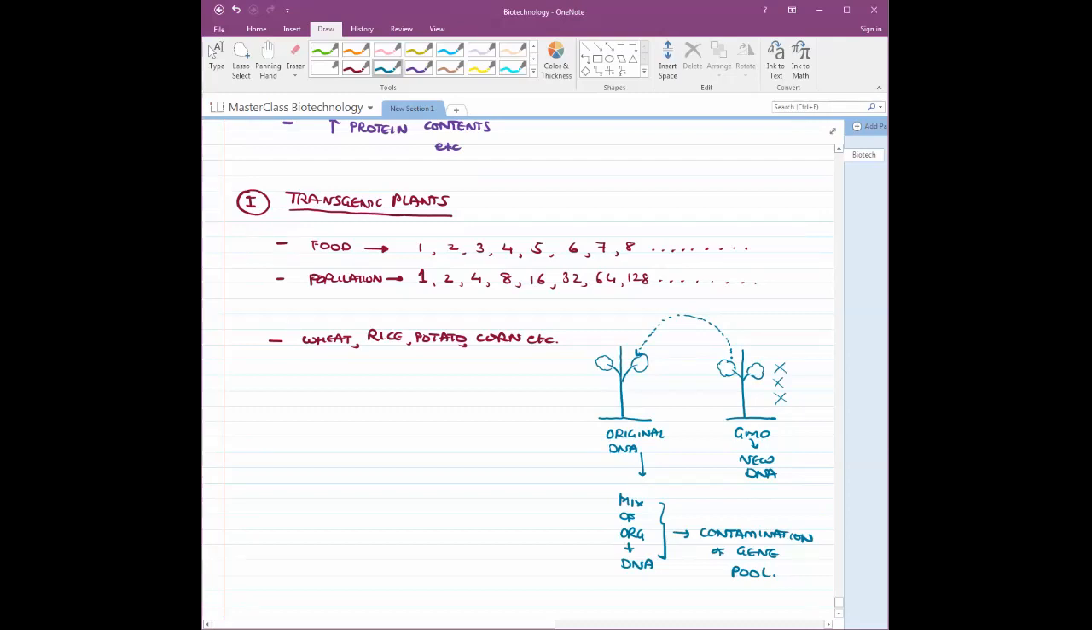Are you getting the problem, guys? This is the biggest problem with genetically modified organisms. Okay, so there was this company who was trying to do the same kind of thing, and this failed really, really badly.